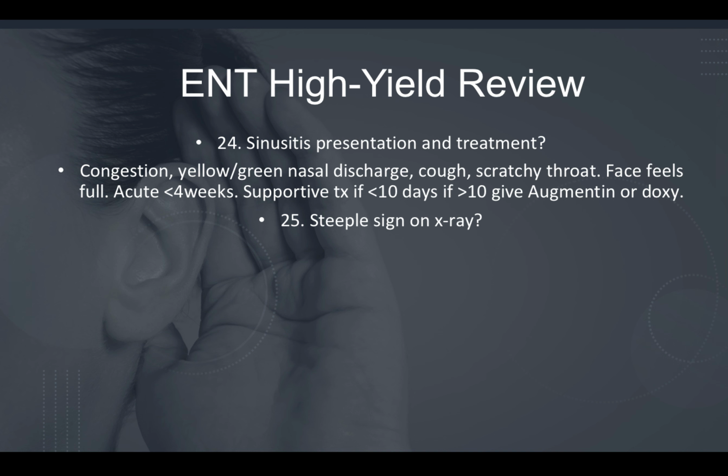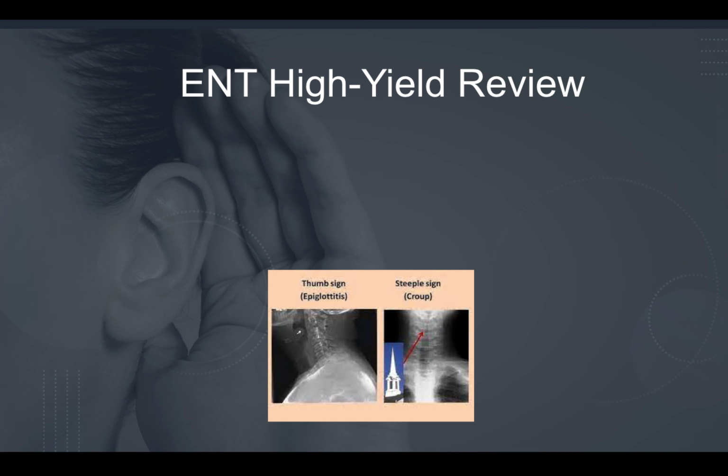25. Steeple sign on x-ray should point you to croup. So steeple sign, that's croup, that seal barking cough, and you can see it on the x-ray here. On the lateral x-ray you can see epiglottitis as a thumb sign, but on the AP view of the neck, you can see it looks like a steeple. So that's a steeple sign, and that is croup.